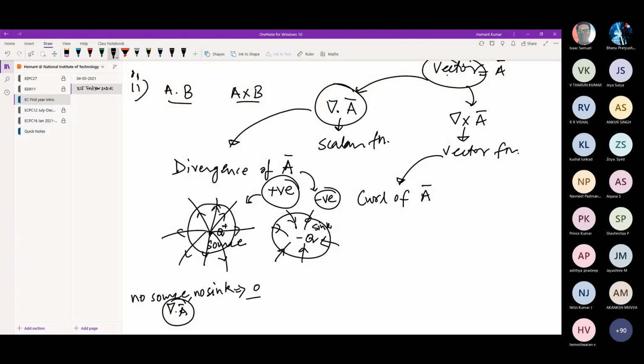A very important thing to note here is that when you go away from the source, the strength of the flux, or you can say the field, will be decreasing, but the total area will be increasing because the radius is increasing. Are you getting my point? So as you go away from the source, the strength will decrease, but the area will increase.